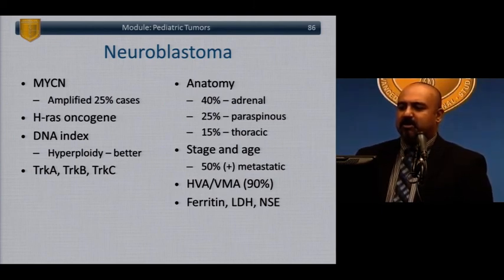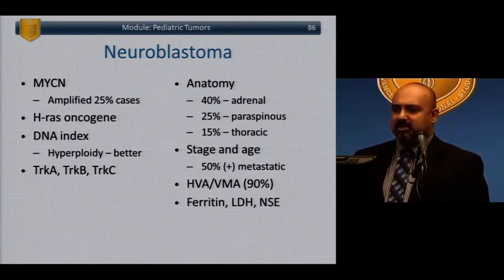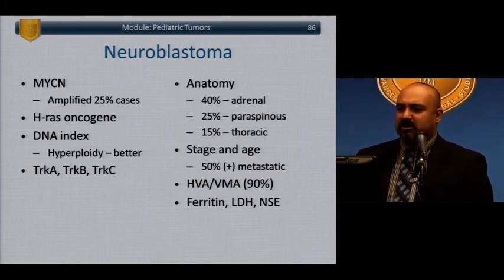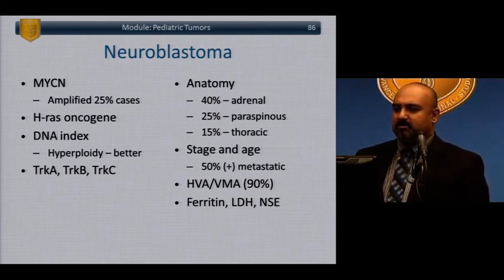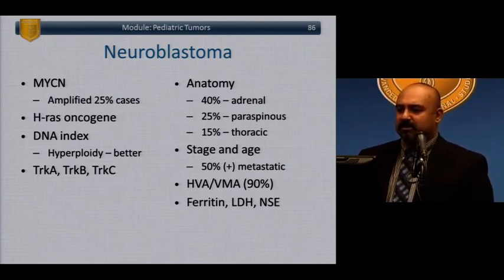Third thing to remember is that this is based on the age and the stage of the patient. The younger the patient is, the better the outcome is. Anatomy, most of the time, 40%, it's the adrenal glands that are the culprit. 25% of the time you can get paraspinous, and 15% of the time you get thoracic.